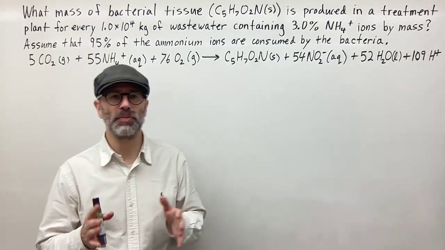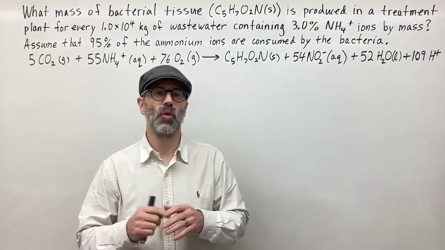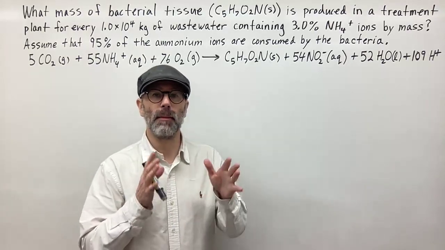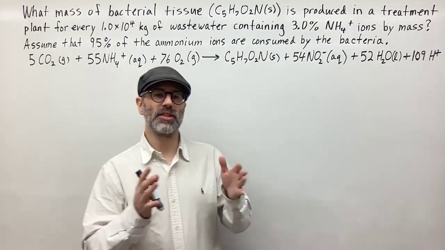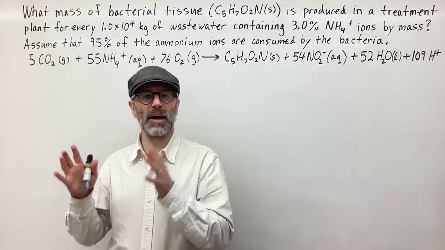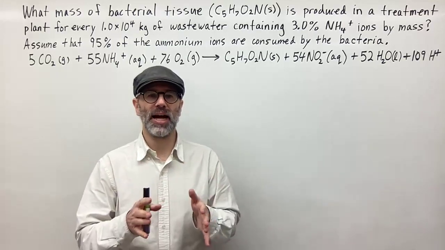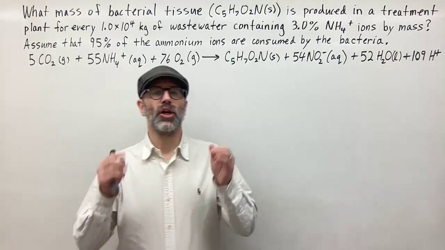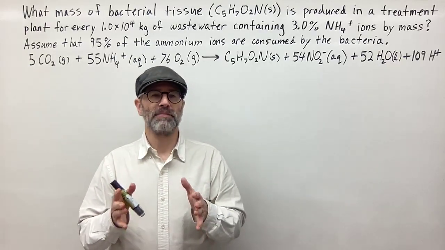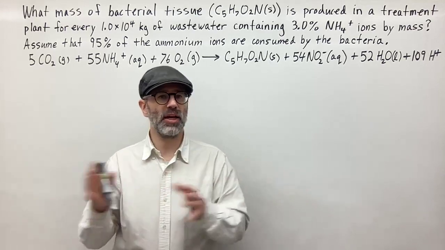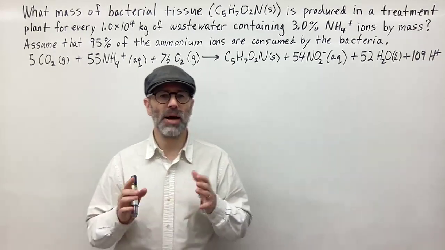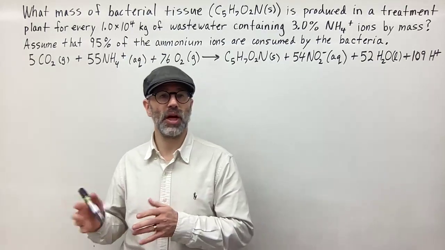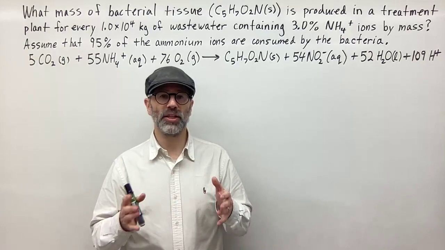So this is a stoichiometry problem. I know this because one, they're giving us a certain amount of wastewater that has a certain amount of ammonium ions in it, and they want us to convert that into the amount of bacterial tissue. So anytime they are giving you one thing and they want you to convert to a different thing, you've got to use a mole ratio to do that. That's the only way to convert between one thing and the other. There's probably another way, but the most common way is to use a mole ratio to convert from one thing to another. And so that's what we need to do.